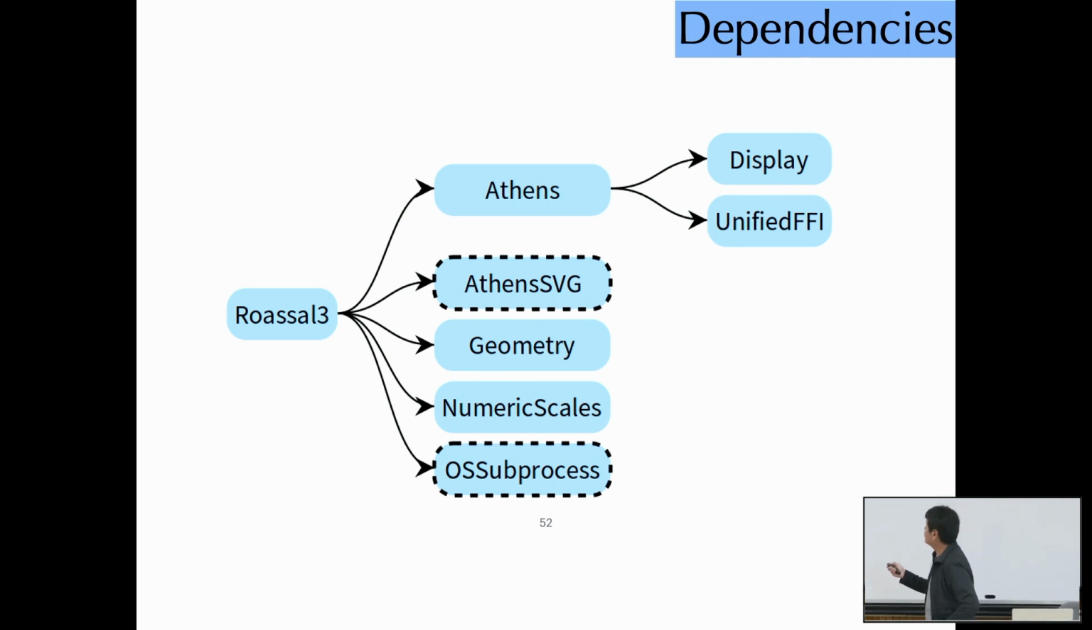This is the current dependency of Roassal. You can see that we depend on Athens and also on OSU process, but mainly on Athens. But the plan also is that we can move on to another backend. So there are preparations for years. So if Bloc comes, yes, Roassal should be prepared for that.